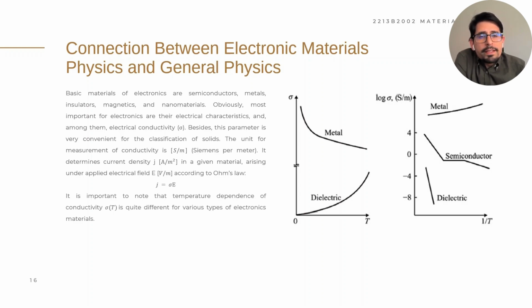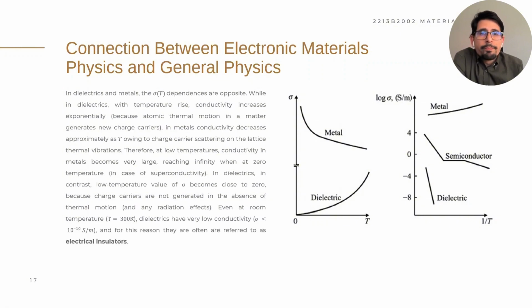Metals exhibit decreasing conductivity with increasing temperature due to enhanced electron scattering, while dielectrics show an increasing conductivity as thermal energy generates new charge carriers. Semiconductors, however, have an intermediate behavior where conductivity increases exponentially with temperature due to excitation of charge carriers into the conduction band. Understanding these variations is crucial for designing electronic components with stable performance across different operating conditions.